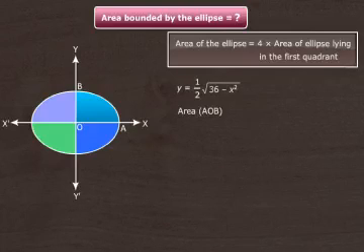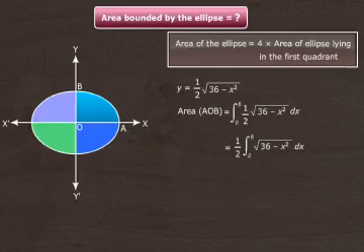Now what is the area of AOB? That's integral from 0 to 6 of y dx. We already know that y equals 1 by 2 into square root of 36 minus x squared. So let's substitute. In fact, we can take the factor 1 by 2 outside the integral sign. So we do that. Now we integrate and what we get is this.